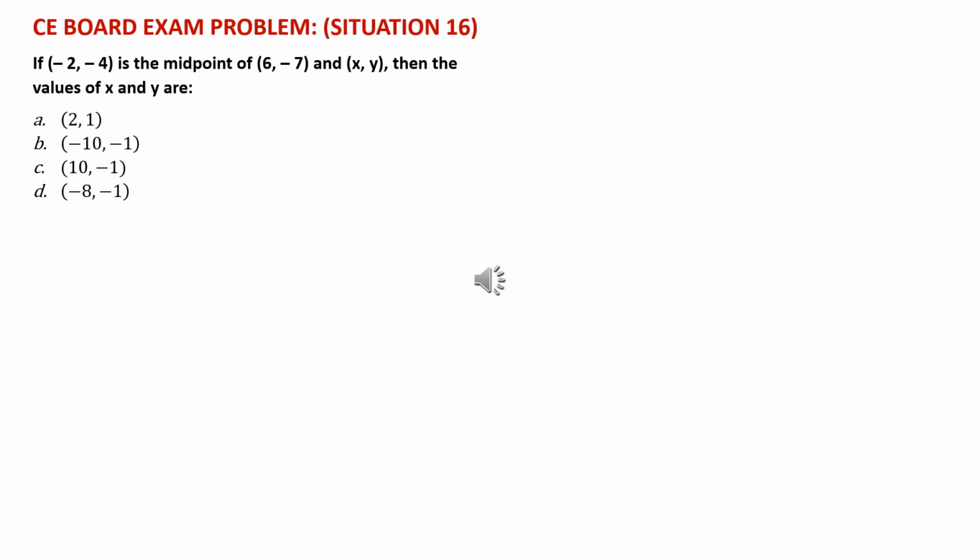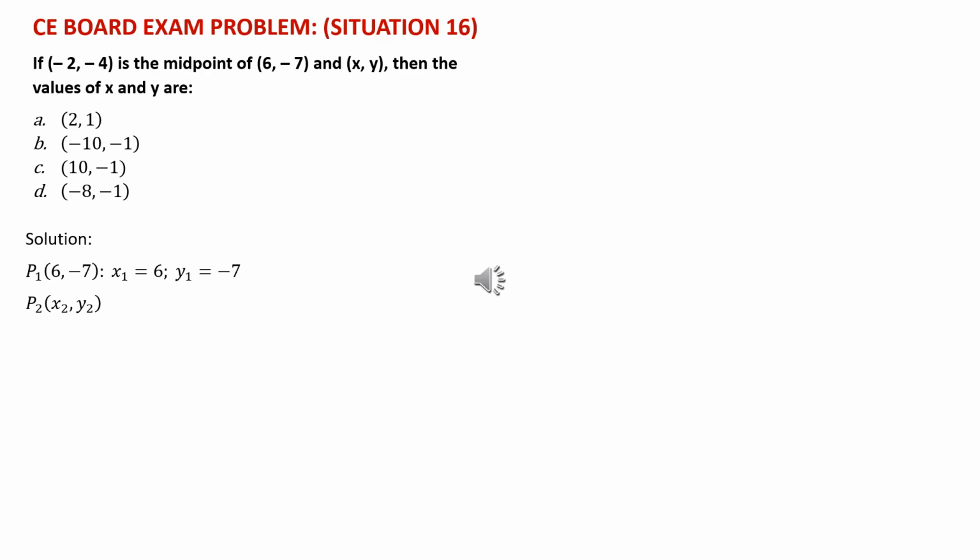Finally, let us have another board exam problem, and this is our situation number 16. If negative 2 and negative 4 is the midpoint of 6 and negative 7 and x, y, then the values of x and y are, wherein the following are the choices as shown below. A, 2 and 1; B, negative 10 and negative 1; C, 10 and negative 1; D, negative 8 and negative 1.